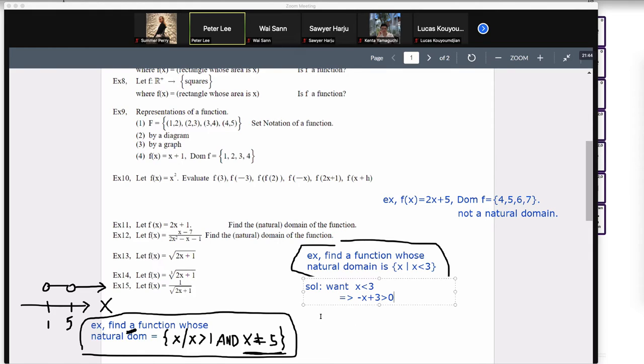So therefore, let f of x be equal to this. Note that this must be positive, but it cannot be 0. You can write 3 minus x instead of minus x plus 3, okay? So again, if you write 3 minus x, that's okay. 3 minus x is the same as minus x plus 3. So if I give you this function right here, that will do.